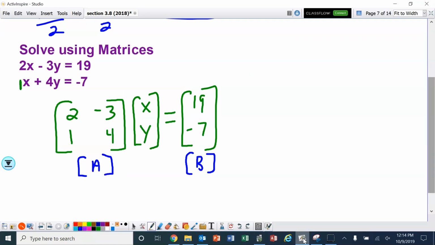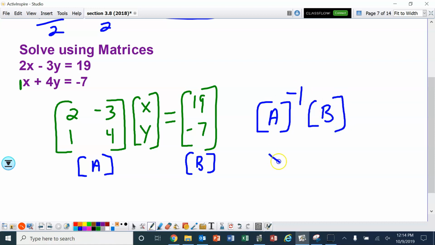Now, the trick to all of this is we're going to have the calculator find x and y. So what we're going to do is we're going to take matrix A, we're going to take the inverse of that, because we're going to undo, and then we're going to pick matrix B. And that is going to give us the answer to this system.